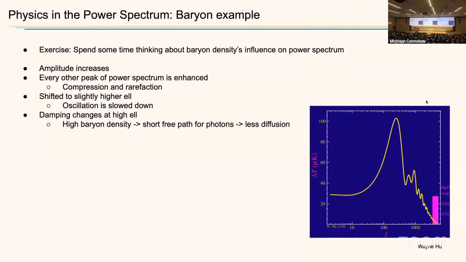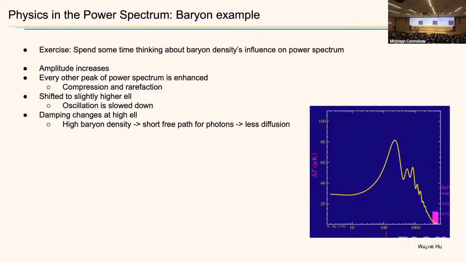Every other peak of the power spectrum is enhanced. Remember, these peaks are always positive. So in terms of oscillation, it's up and down, but they're all up here. So it's compression, rarefaction, compression, rarefaction. Those are changed relative to one another because you are changing this density. The oscillations are slowed down, so we're shifting a little bit to higher L. And there are damping changes at high L. I think that's one thing that was not mentioned by you all in the first few minutes of this, which was if you increase the baryon density, you are reducing the free path for photons to travel.